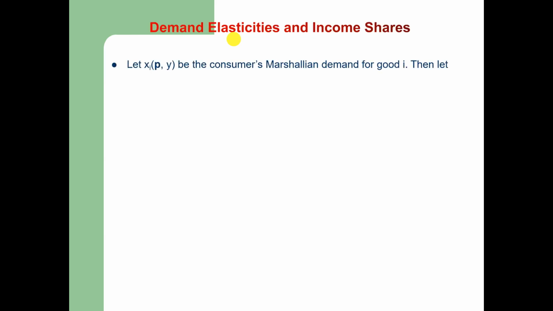Let us now discuss some of the elasticities of demand and income share of various goods. So we start with the Marshallian demand for good i, which is given by x_i(p, y). Then let eta_i be identical to the partial derivative of the Marshallian demand function with respect to income times y divided by x_i at prices p and income y, and epsilon_ij is equal to the partial of the Marshallian demand function with respect to p_j times p_j divided by x_i.